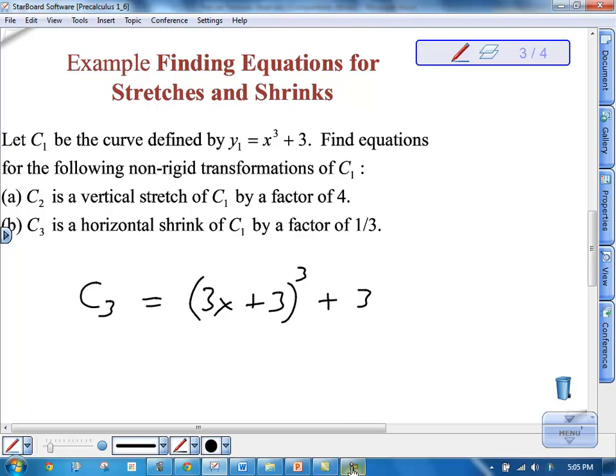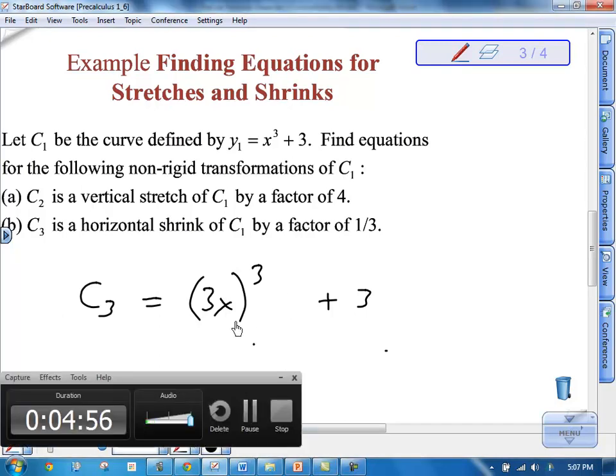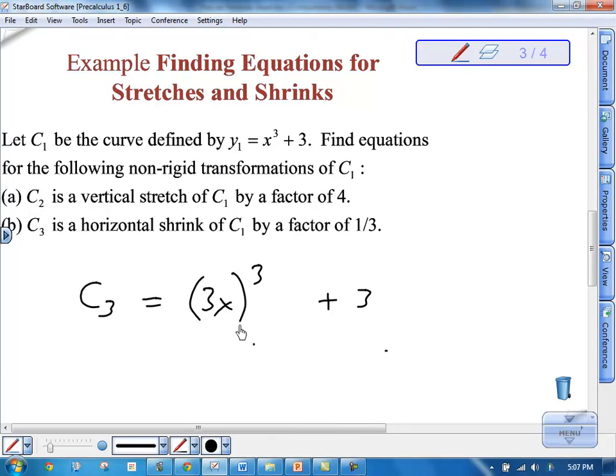Okay, you can always check these by graphing them as well to make sure that they look the way that you think they would. And I actually added an extra 3 there. Sorry about that. This is the equation. I have no idea why I added that extra 3 there. This would be dividing x by a factor of 1/3, which is the same as multiplying by 3. That takes care of the horizontal shrink. And then this stays the same.